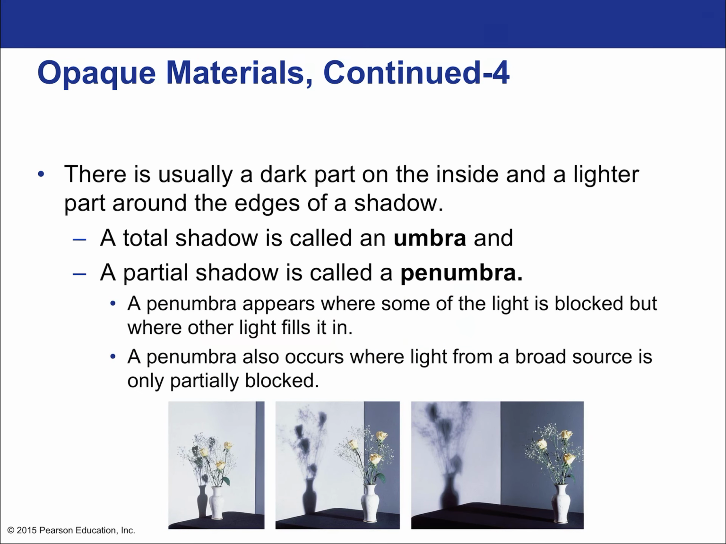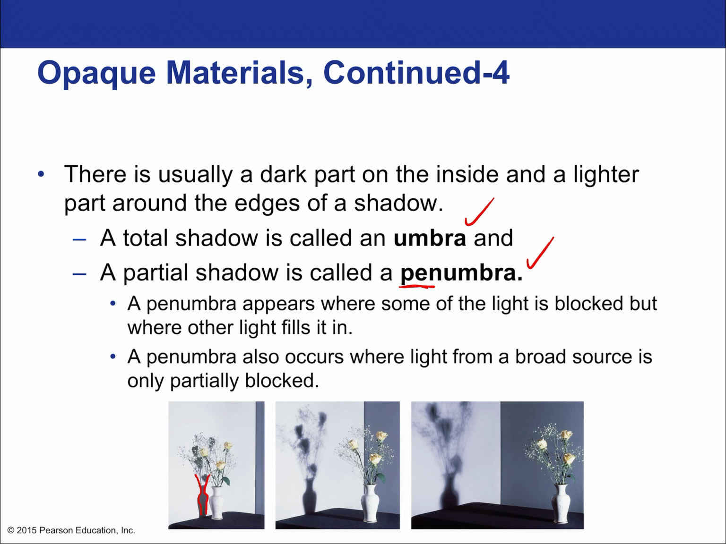Okay? So there is usually a dark part on the inside and a light part around the edges of the shadow. These have special names. They are called the umbra and the penumbra. The total shadow is the umbra, and then the part that has a pen in front of it is the partial umbra, which is the penumbra. All right? So case in point, right? This part here is mostly umbra when the light source is very far away.